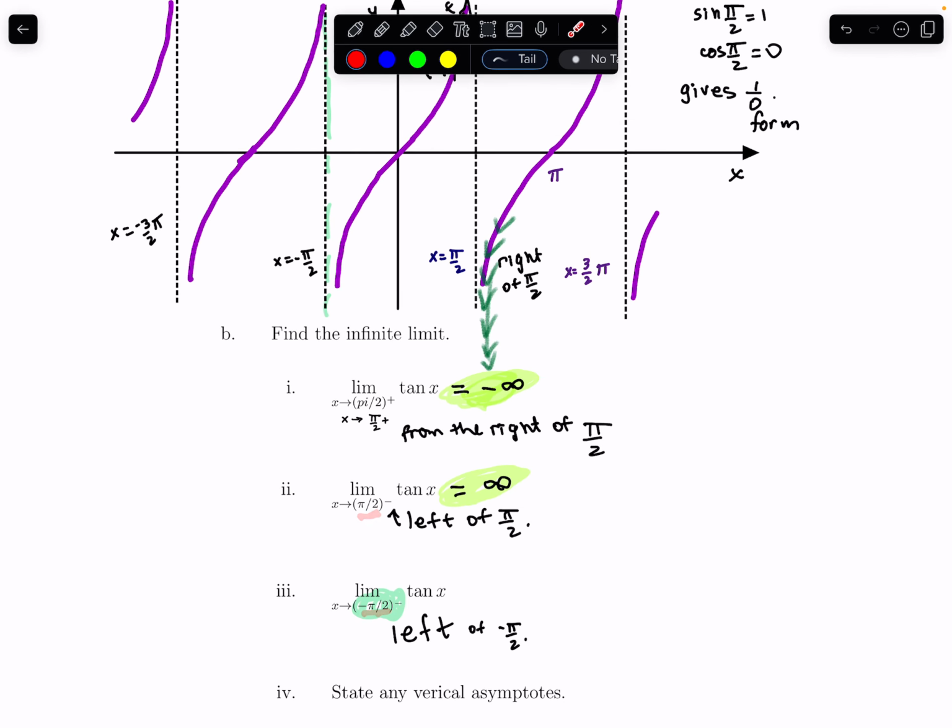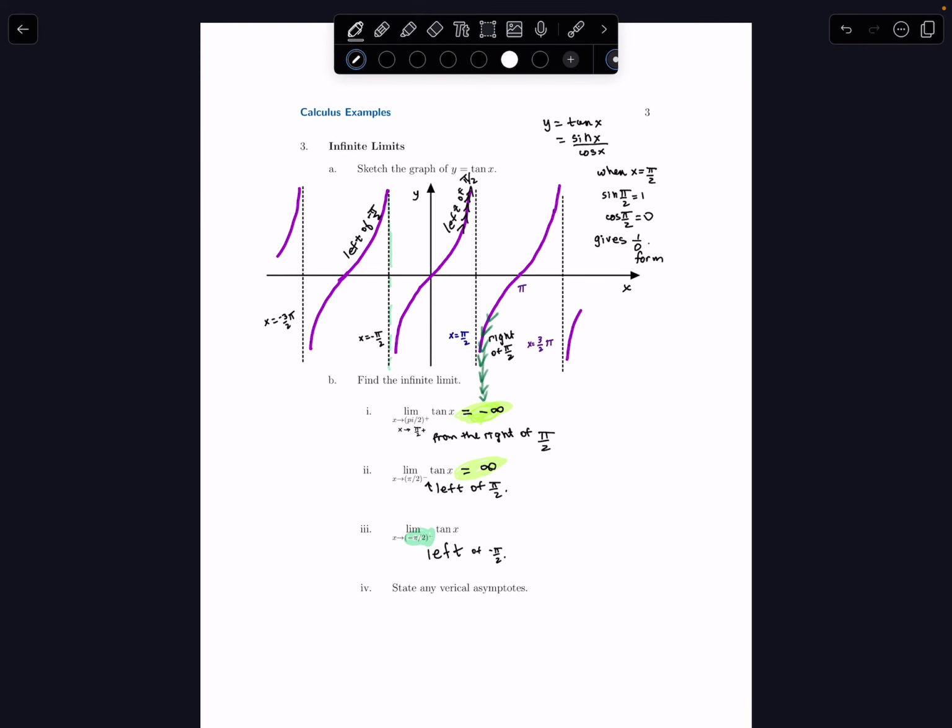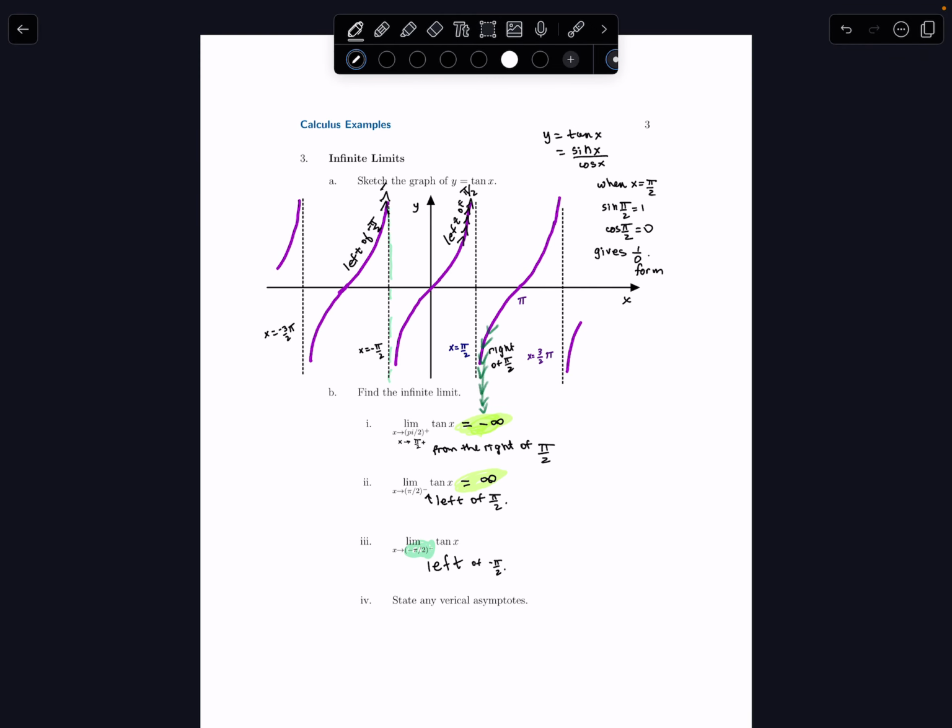So let's just go over here. And we see that this is just going up and up and up. It just goes up forever. You'd spend the rest of your life tracking that one. That's going to be infinity also as the limit.